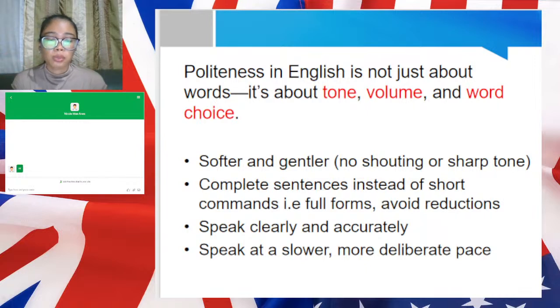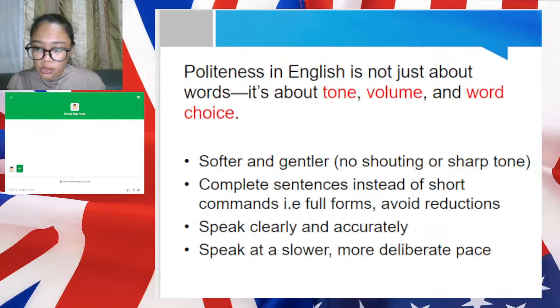It's all about putting these four elements together. You can use polite words, but if your tone is sharp or you are barking short commands, it will not come across as genuinely polite. So it's the combination of careful word choice, a gentle tone, a clear delivery, and a considerate pace that truly conveys politeness in English. And that is how you do polite and formal speech or pronunciation.